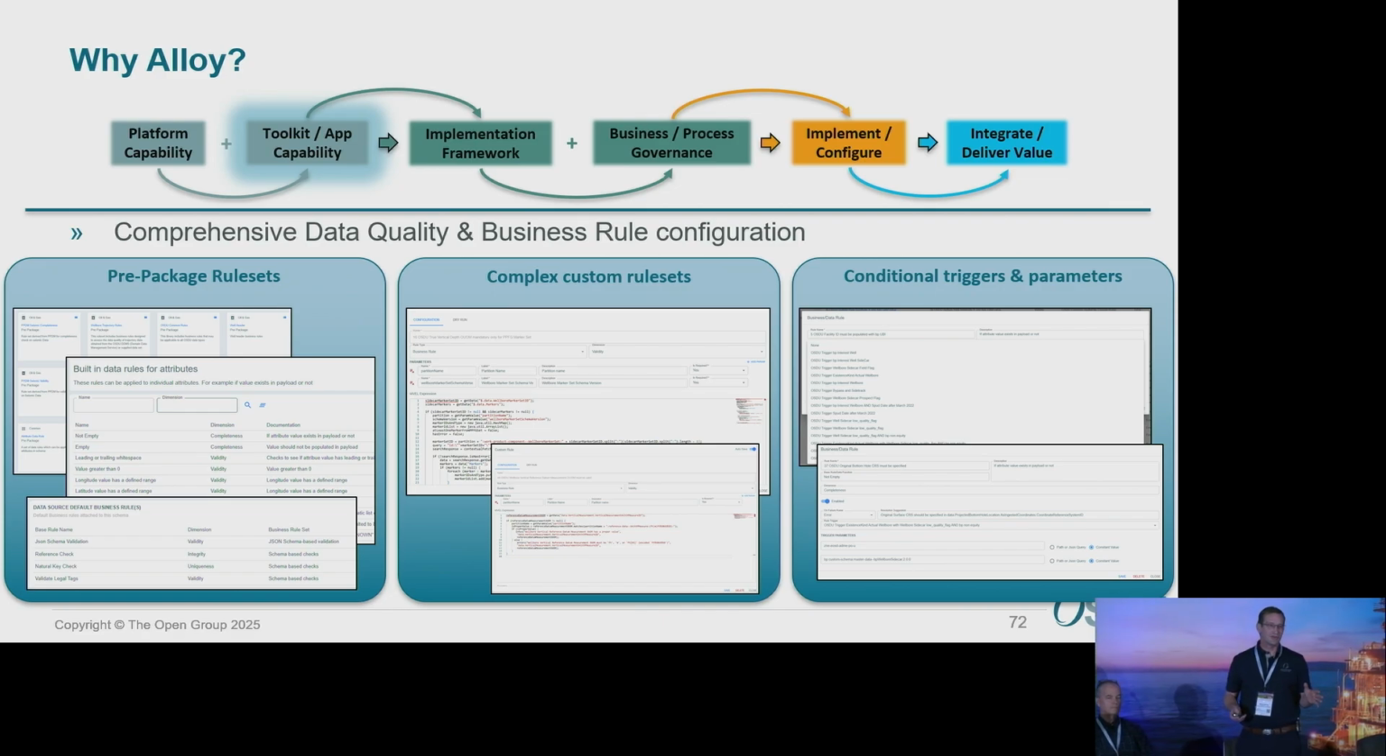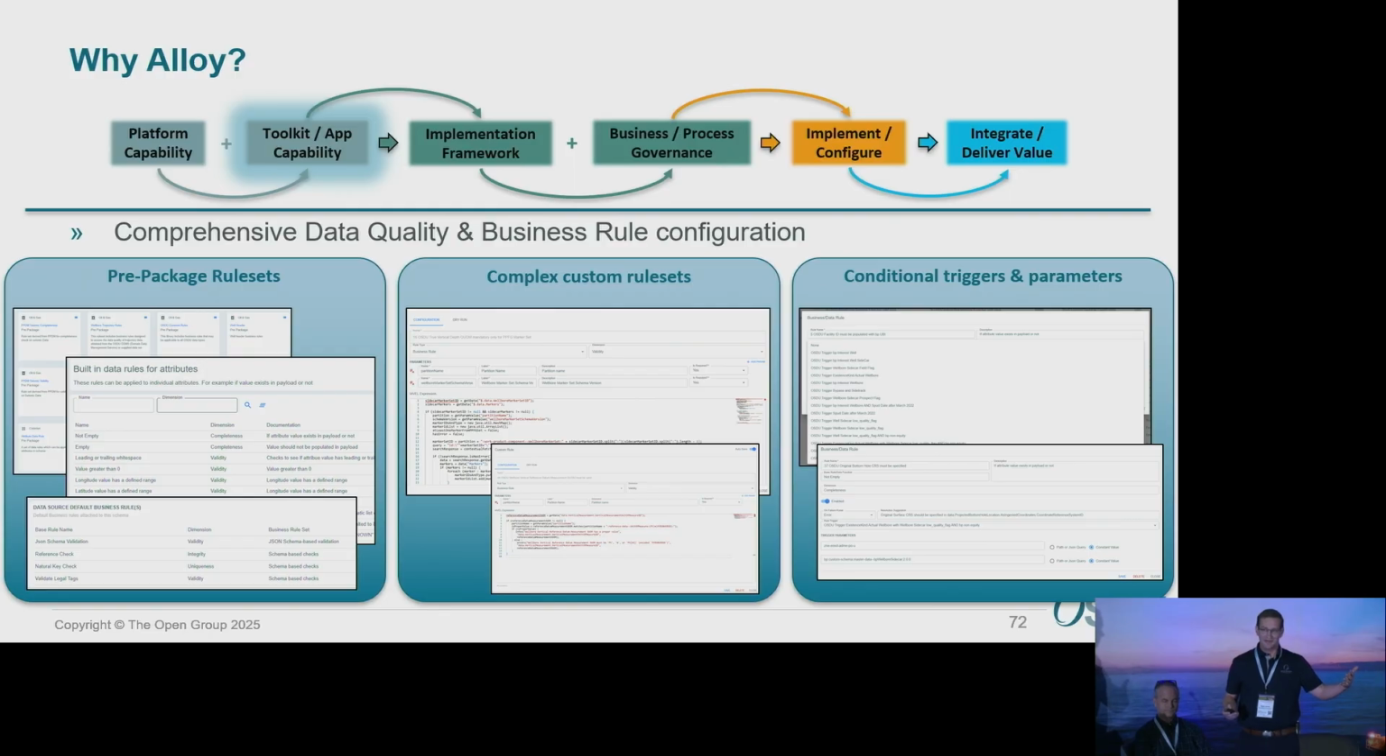Now, I'm going to share with you just some of the top 10 highlights or capabilities that Alloy provides BP for their trusted data ecosystem. The first 4 are here on the slide. We've got prepackaged rule sets, complex custom rule sets, and conditional triggers and parameters. On the prepackaged rule sets, you get a lot of rules for free.